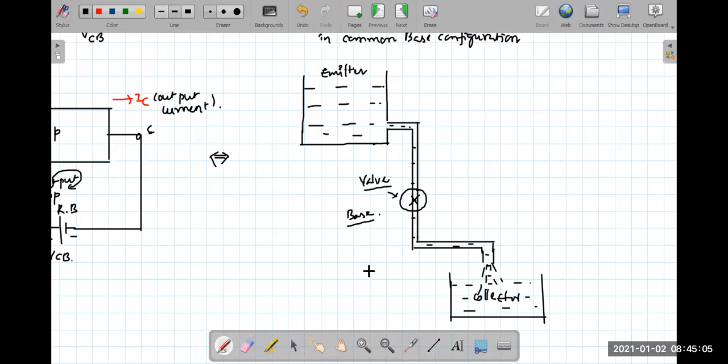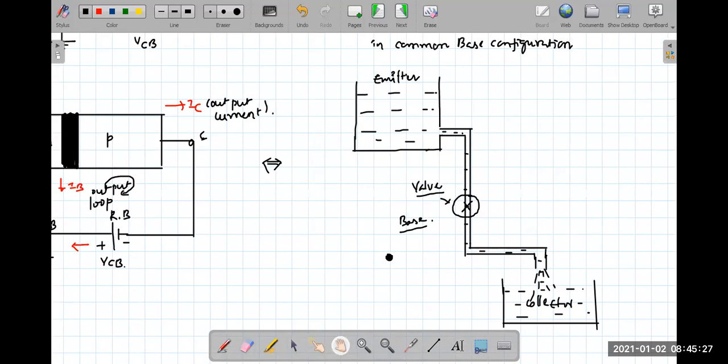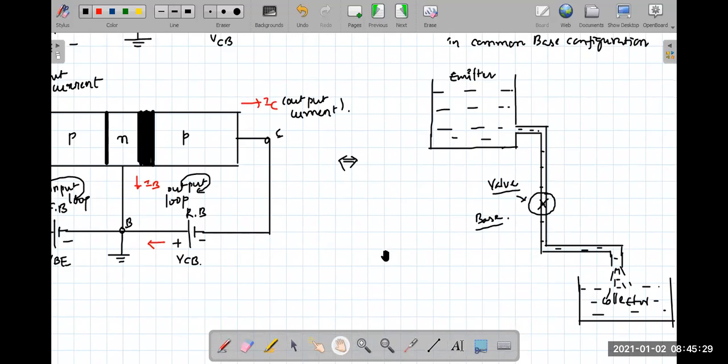So what will this base do? This will restrict the amount of current reaching the collector. Did you get the logic? That's not exactly the same, but this is the logic here. So the base region will influence the amount of current reaching the collector.